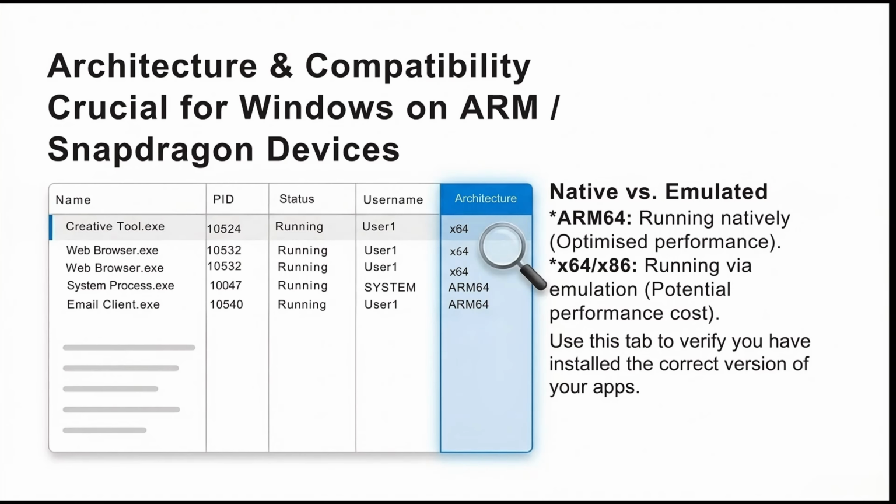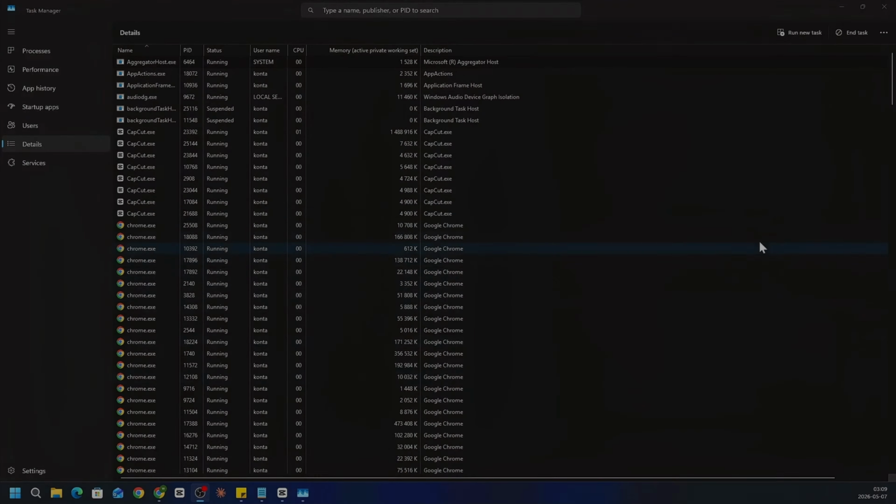If you're on a modern ARM-based Windows device, Snapdragon-powered laptops in particular, the Details tab has one column worth enabling. Right-click any column header, select Columns, and enable Architecture. This tells you whether each app is running natively as ARM64 or as an emulated x64 application. Native ARM64 apps run at full efficiency. Emulated x64 apps carry a performance cost. If a specific app feels slower than expected on an ARM device, this is where you check why.